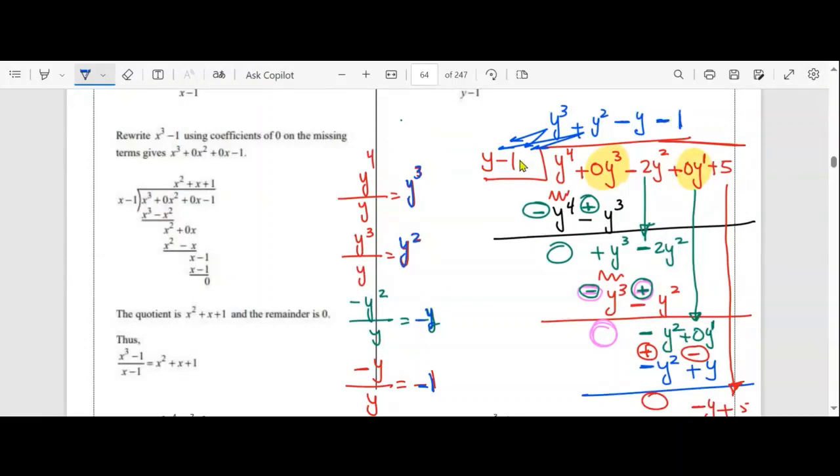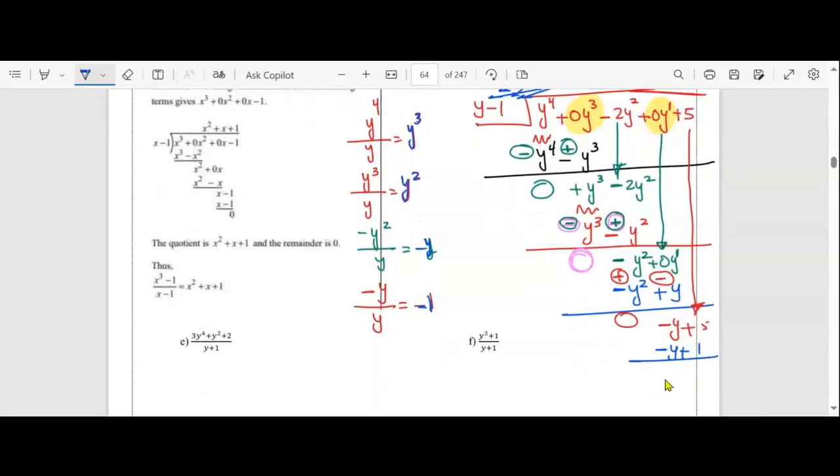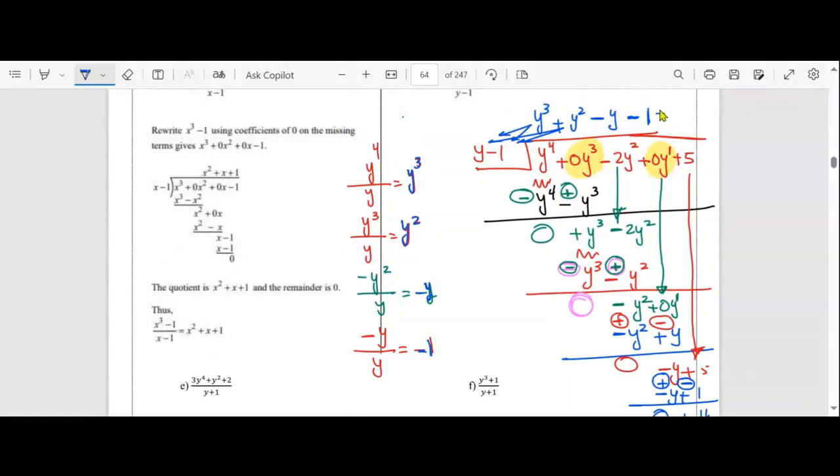Then you multiply it. What do you get? You get negative y plus 1. So what's the remainder? 4. Change the sign. This becomes positive and this becomes negative. So cancel, you get 0. What do you get here? Plus 4. Can I divide? No. It's going to be over y minus 1. So it's going to be 4 divided by y minus 1. That's your final answer. Easy as easy.